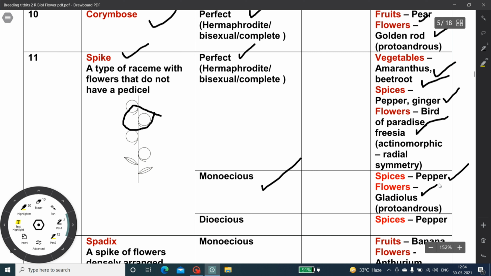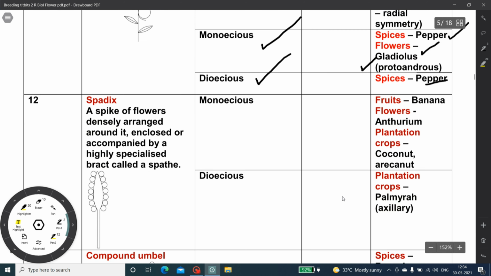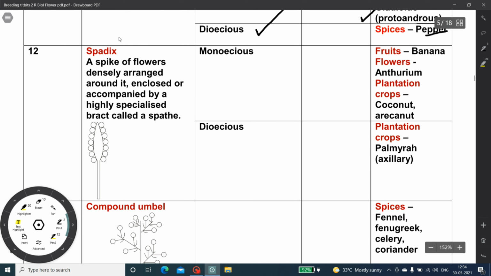And gladiolus, the flower. Gladiolus is protandrous. Protandrous means the androecium, the anther, matures earlier than the stigma receptivity. And this spike also has dioecious types. The example is pepper. And the 12th one is spadix.